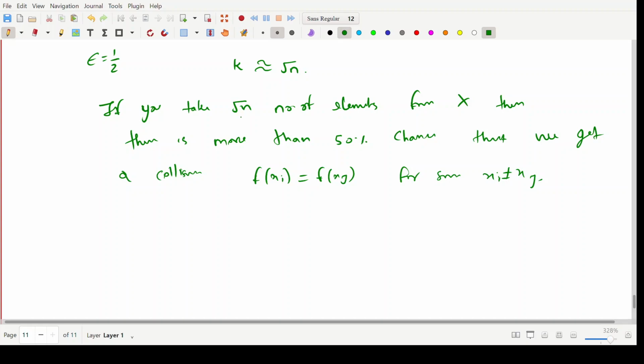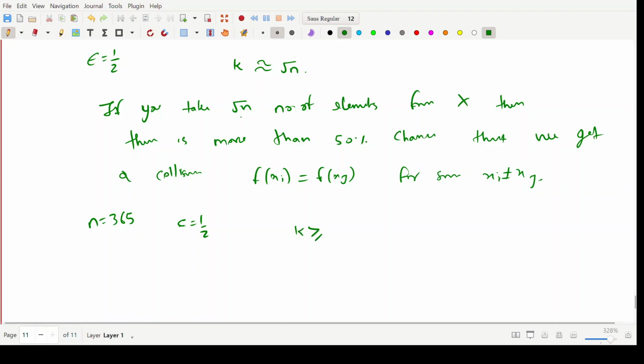For example, if you take n equal to 365 and epsilon equal to 1 by 2, then k should be greater than or equal to 23. If you apply the same formula, you should take k as greater than 23 so that you get a 50% chance of getting a collision, that is, the same birthday.